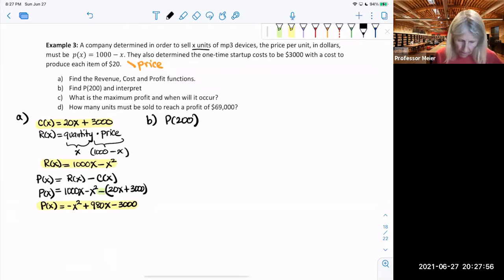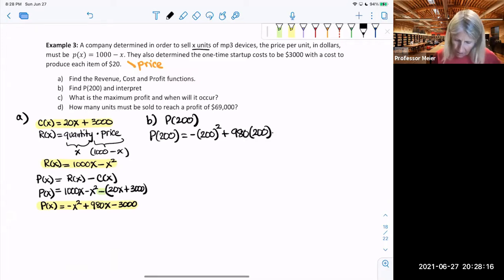Just take 200, plug it in the profit function, right? Okay, so a little caution on this. Be sure you try this yourself. When you plug the 200 in, remember we always plug in using parentheses. So when you write it down, be sure to write it that way. And when you put it in your calculator, put it in that way. So the negative goes outside the parentheses, and then the 200 plugs in squared, 980 parentheses 200. So I would type this in my calculator the exact way that I wrote it down here.